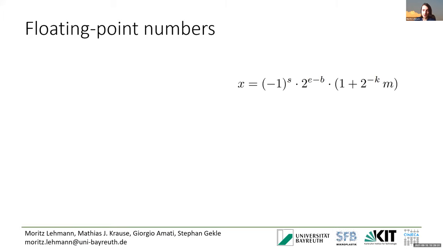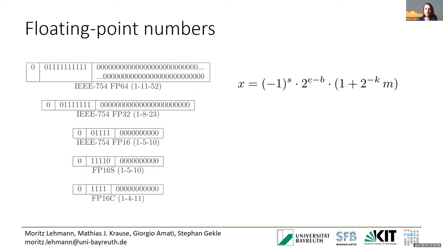Now a short introduction to floating point numbers. So this is how a floating point number is represented. There's one factor for the sign, one factor for the exponent. So the S is the sign, the E is the exponent, you subtract a bias, and you take 2 to the power of this term. And the third factor is the mantissa, and this dictates the accuracy that your floating point format will have. So the formats that we look at in this talk are the 64-bit, 32-bit, and then three different 16-bit floating point formats.